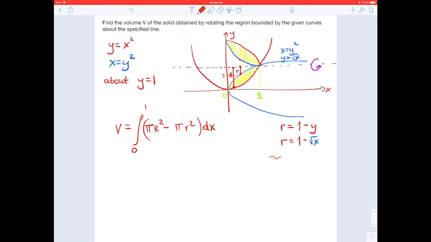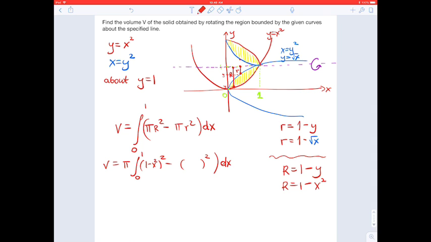Now, the outer radius is the vertical distance between these two dots, which is 1 minus the corresponding y value for the red function. And the red function is simply y equals x squared. We don't even have to rewrite. We have the ready formula: 1 minus x squared. Okay, let's substitute. I can factor out pi from 0 to 1, and then R squared minus the small r squared, dx. And the big one is 1 minus x squared, the small one is 1 minus root x.